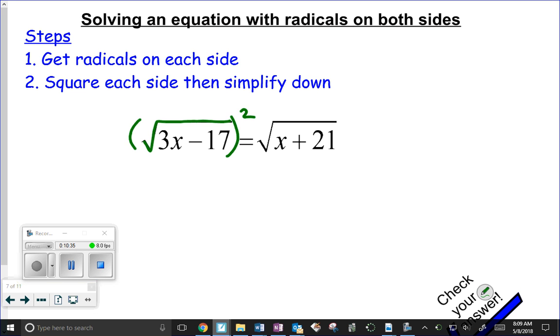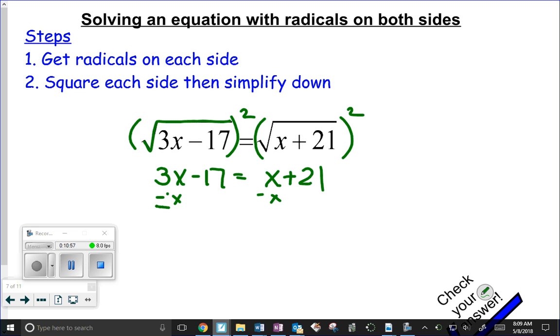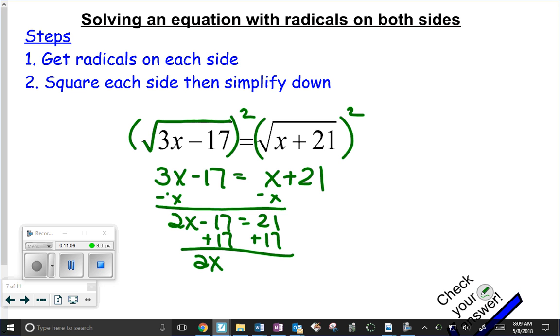So from the very beginning, I'm going to square both sides. The guts are going to fall out of both of them. Everybody comes out of the house. 3x minus 17 comes out of the house, and x plus 21 comes out of the house. Now I've got a very simple two-step pre-algebra problem. I'll subtract x from both sides. I'll add 17 to both sides. And then I'll divide everything by 2. Come down with a 19.